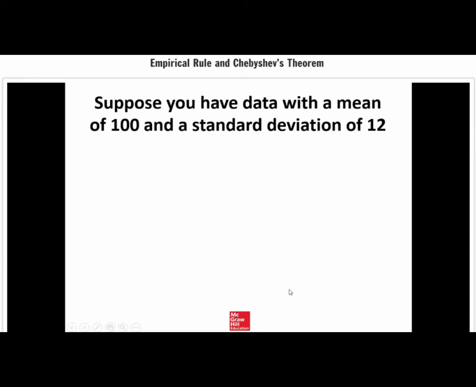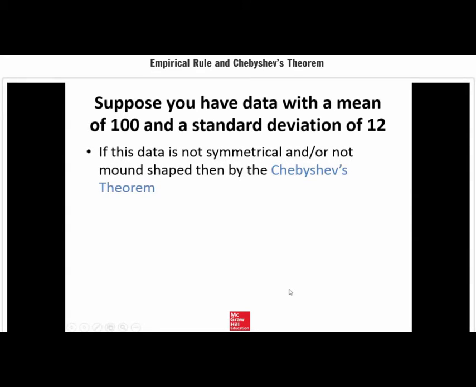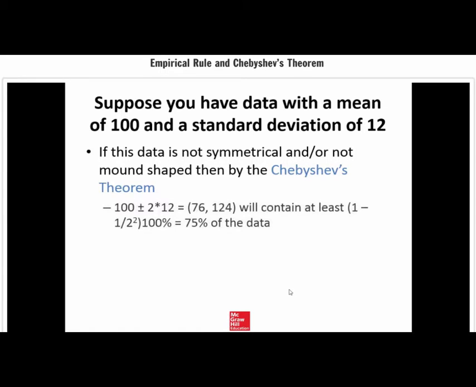On the other hand, with the same data, if it's not symmetrical or not mound-shaped or both, then we can use Chebyshev's theorem. Here, the mean plus or minus two standard deviations, same interval from the previous page, now doesn't contain approximately 95.44%, but what we can guarantee is that it will contain at least 75% of the data. 1 minus 1 over 2 squared, and the 2 squared here, the 2 is the number of standard deviations that you went out.